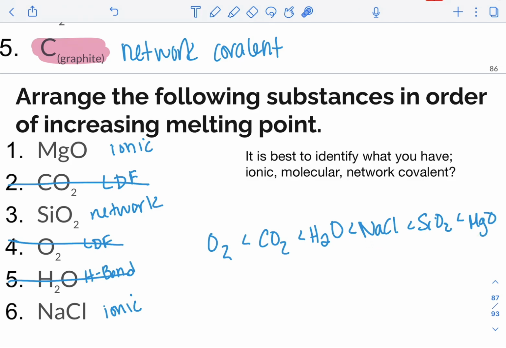Why is that? We already talked about that. Sodium and magnesium are similar sizes. Chlorine and oxygen are similar sizes, but MgO has 2 plus, 2 minus. So it's going to be higher according to Coulomb's law. Okay, so you would be expected to tell the difference there, but if you put SiO2 here or here, that would be fine as long as you had everything else in the correct order.